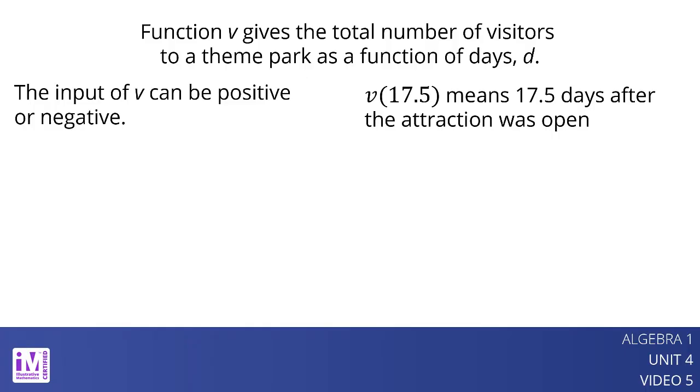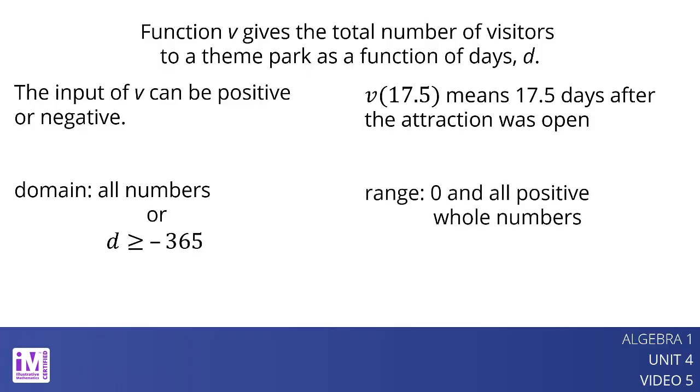The domain of v includes all numbers. If the theme park had been open for exactly 1 year before the new attraction was open, the domain would be all numbers greater than -365, or d is greater than or equal to -365. The output of function v is the number of visitors, which cannot be fractional or negative. The range of v therefore includes 0 and all positive whole numbers.